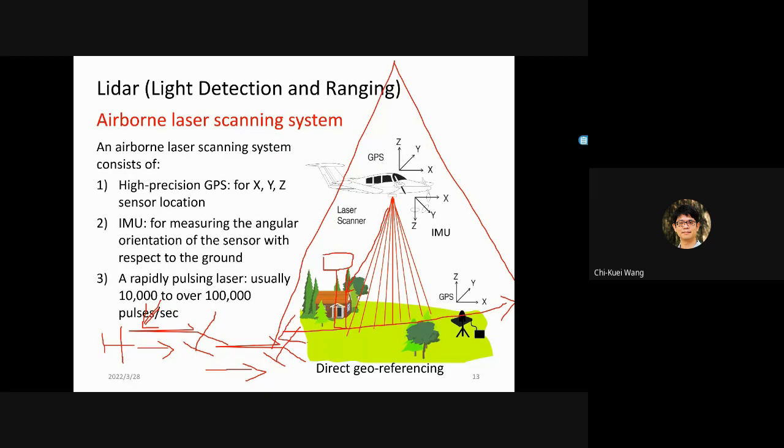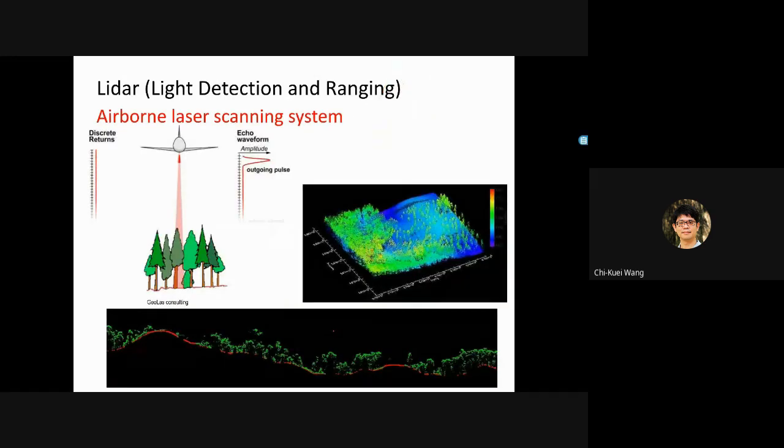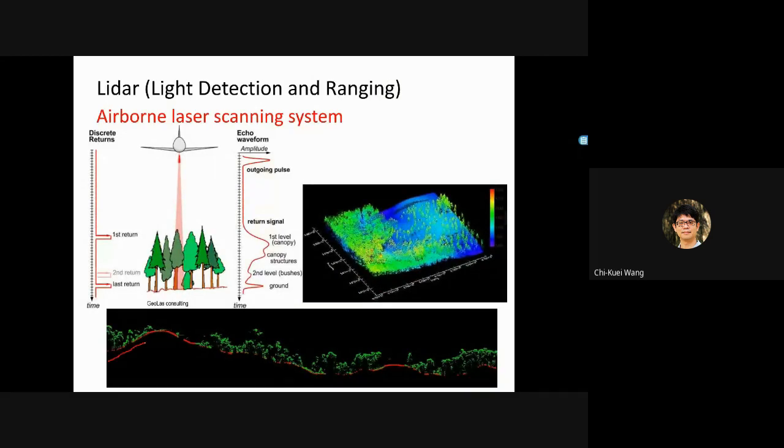All right, but I'll tell you, the higher you fly, the worse your data quality will be. The data quality meaning, here you see a very tight surface. But if you fly too high, the surface will become like that. Okay, more noisy.